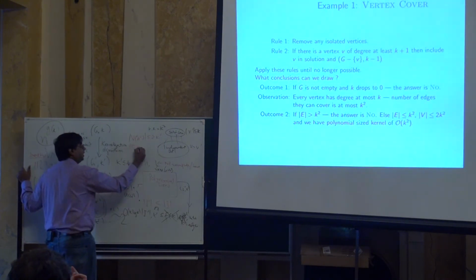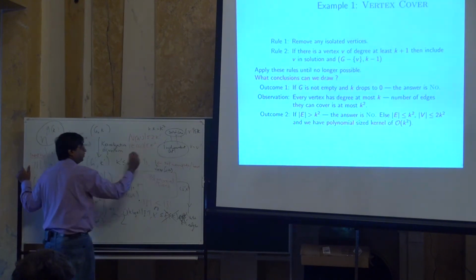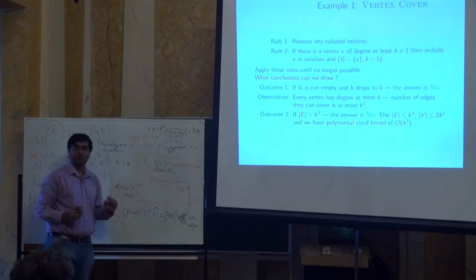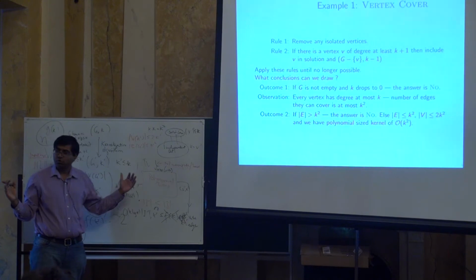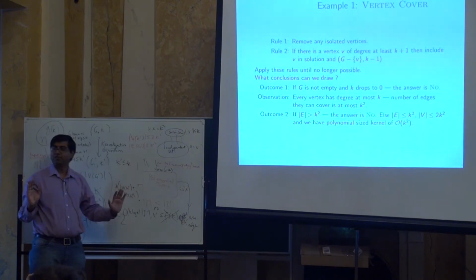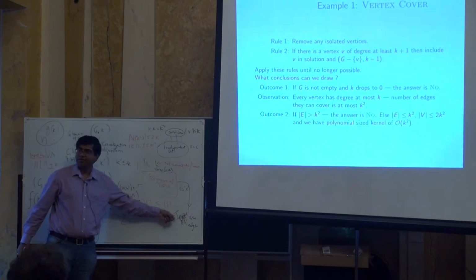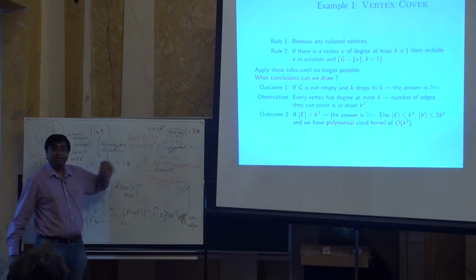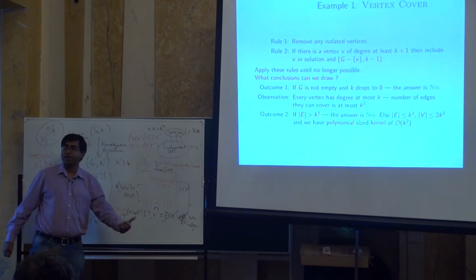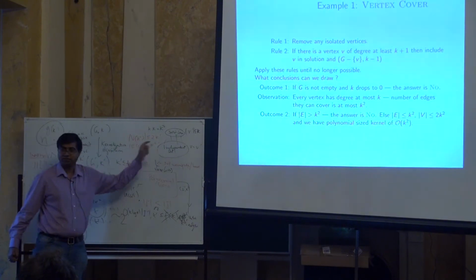Okay? And Eg prime is still k prime square with these two parameters, right? Now, size-wise, if you take the total size of the kernel, nothing has changed, right? I mean, in terms of order, this is an order k square kernel. This is also an order k square kernel. But we can prove some extra property of this output instance: the number of vertices is bounded by 2k prime.